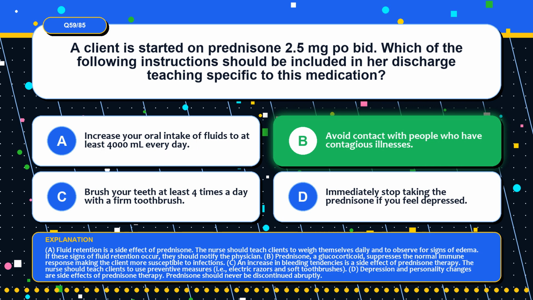B. Prednisone, a glucocorticoid, suppresses the normal immune response, making the client more susceptible to infections. C. An increase in bleeding tendencies is a side effect of prednisone therapy. The nurse should teach clients to use preventive measures, i.e. electric razors and soft toothbrushes. D. Depression and personality changes are side effects of prednisone therapy. Prednisone should never be discontinued abruptly.